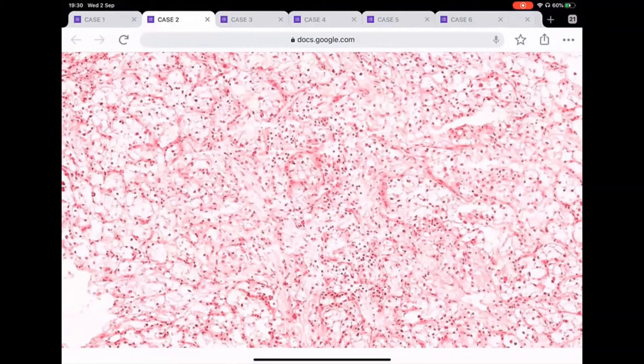In a frozen section scenario, this is clear cell carcinoma. It's a malignant neoplasm. It's up to you to decide what to do next. You need to keep doing that, okay?